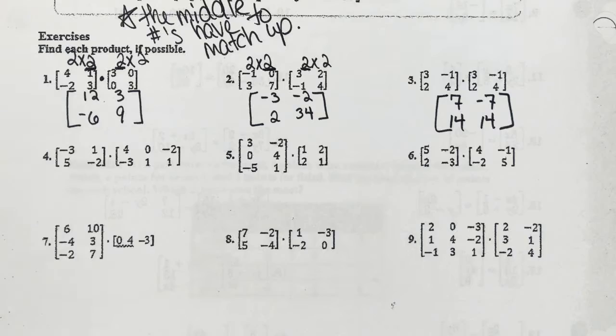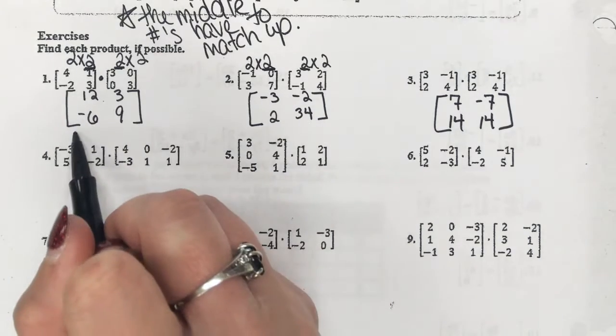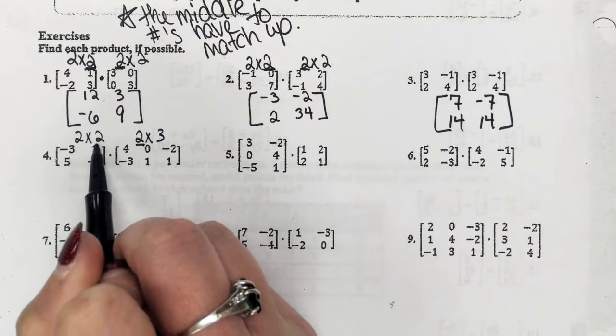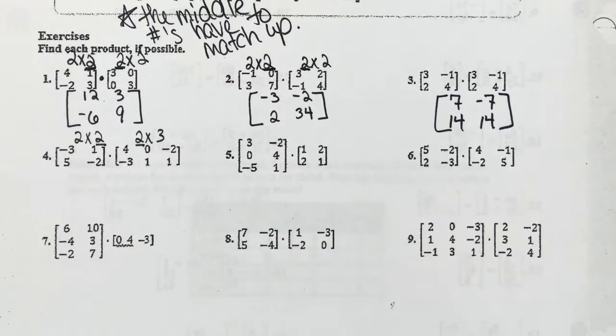All right, is 4 possible? Can you do that one? Yes. Yeah, there you go. This is a 2 by 2, and this is a 2 by 3. They match up. So then plug it in your calculator.